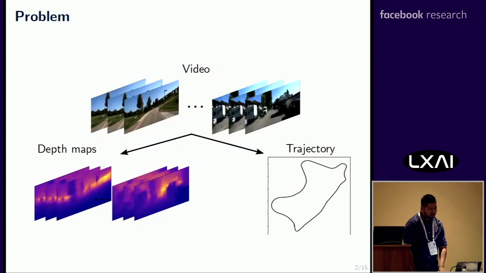So, let's begin with the problem. Unsupervised depth estimation and camera motion estimation have as input a monocular video, and the output is a dense depth map for every frame of the input video, as well as the trajectory of the camera, of the moving camera that recorded that video.